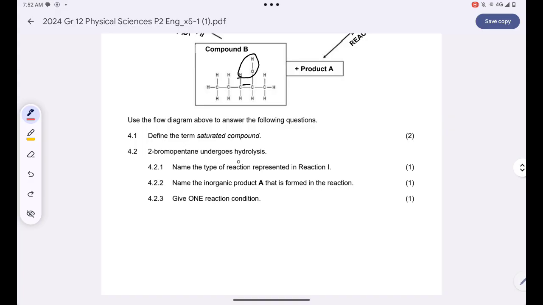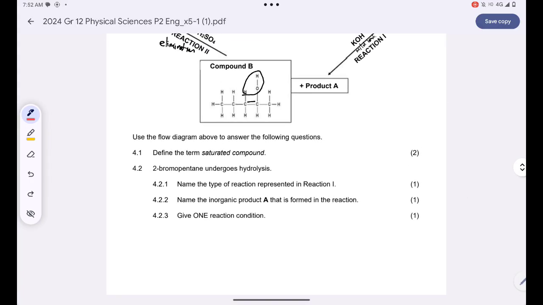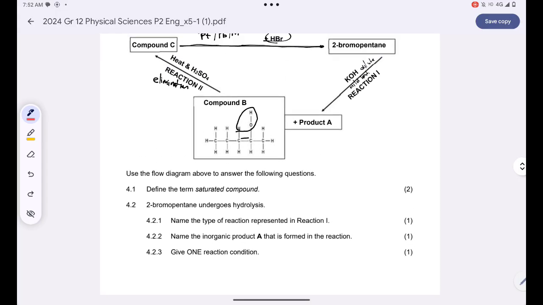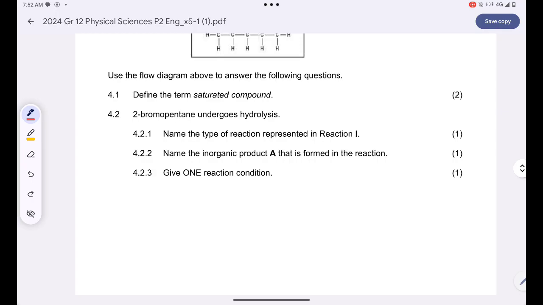2-bromopentane undergoes hydrolysis. Okay, it undergoes hydrolysis. Name the type of reaction represented by reaction 1. So let's focus on reaction 1, guys. We have 2-bromopentane rather. I have 1, 2, 3, 4, 5, and then in carbon number 2, I have my bromo over there, and then I have my hydrogens.